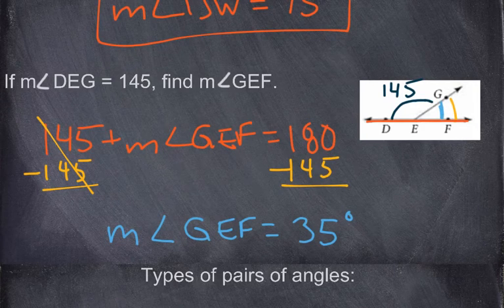Again, this is the angle addition postulate. Small angle plus small angle equals big angle. Okay?